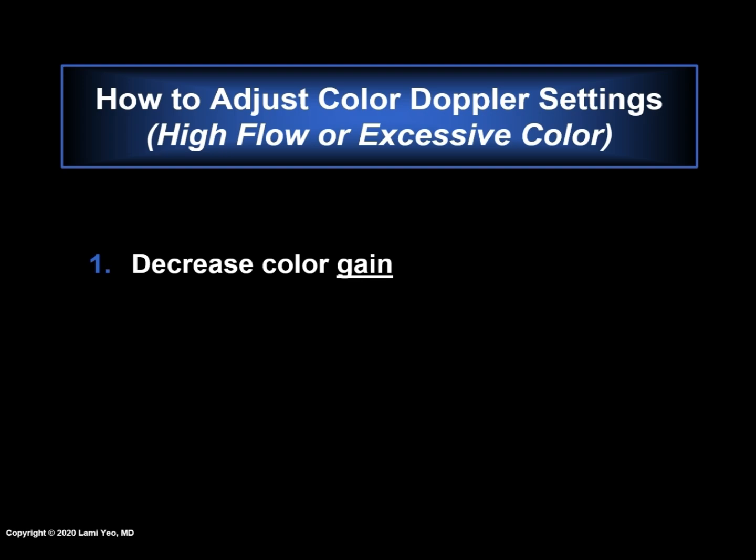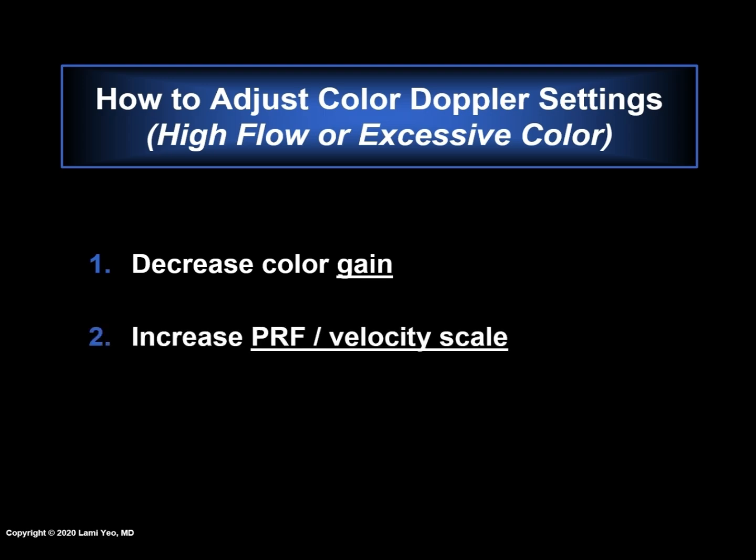Now, if there is high flow or excessive color in the cardiac image, the following may be performed. First, decrease the color gain. And second, increase the PRF or velocity scale. Let's take a look at some examples.